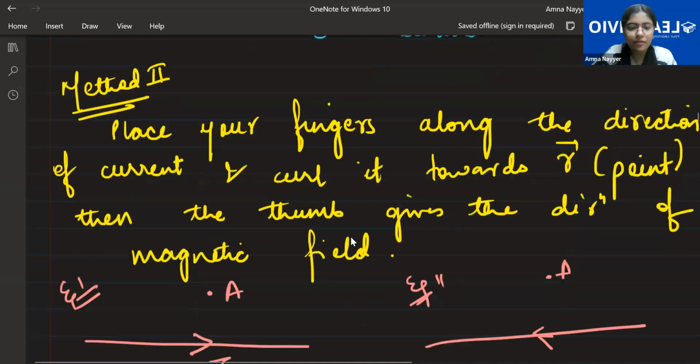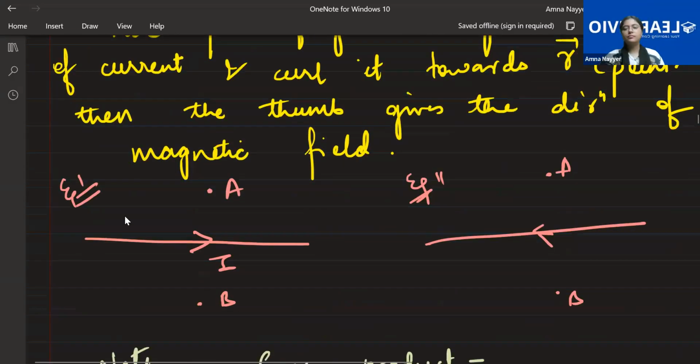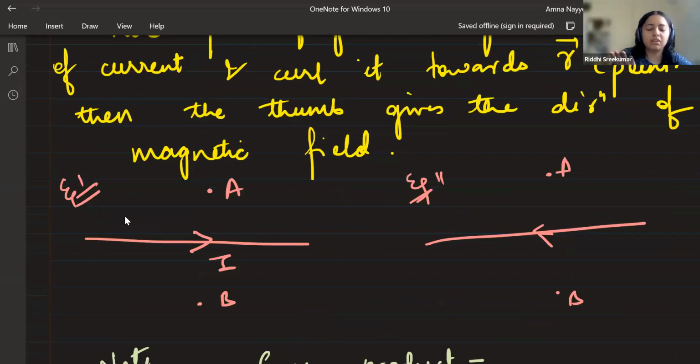Tell me for this one, this A. Point is upwards. So if we're keeping it the direction. I'm confused in this one. Point is above your palm. See, right hand, you put it towards the direction of current. Now, current is towards the right. So we have put our hand towards the right.